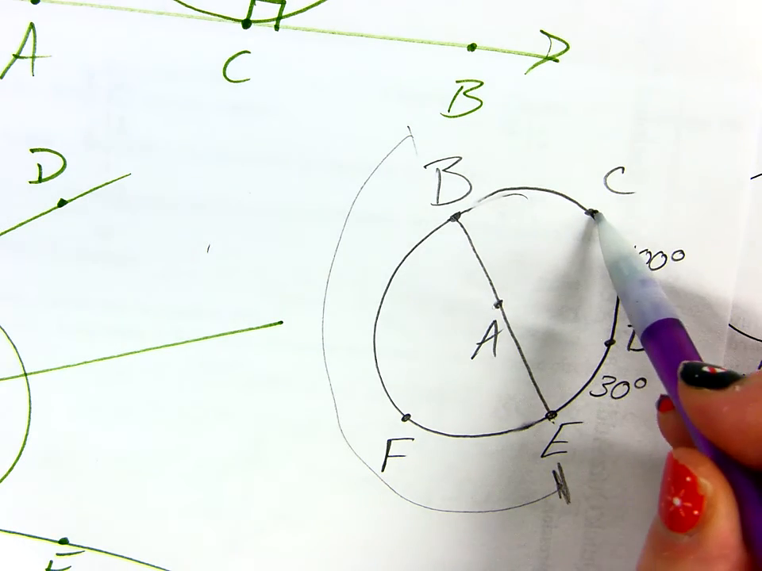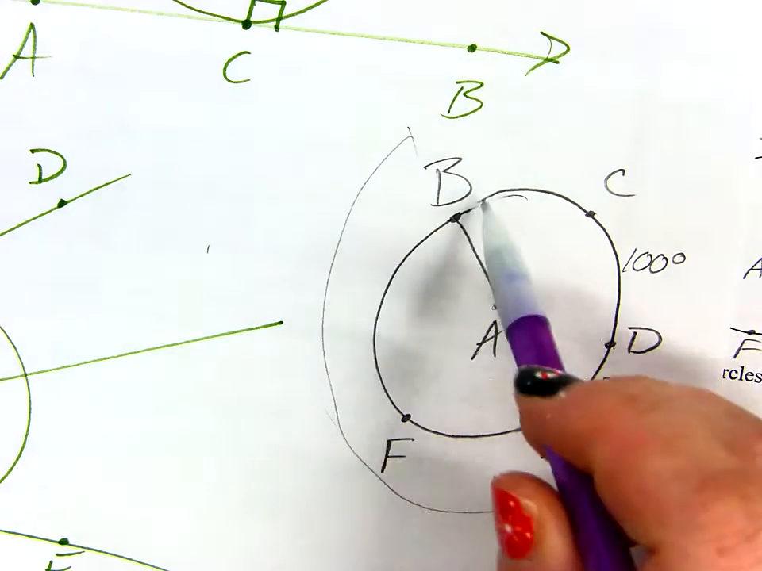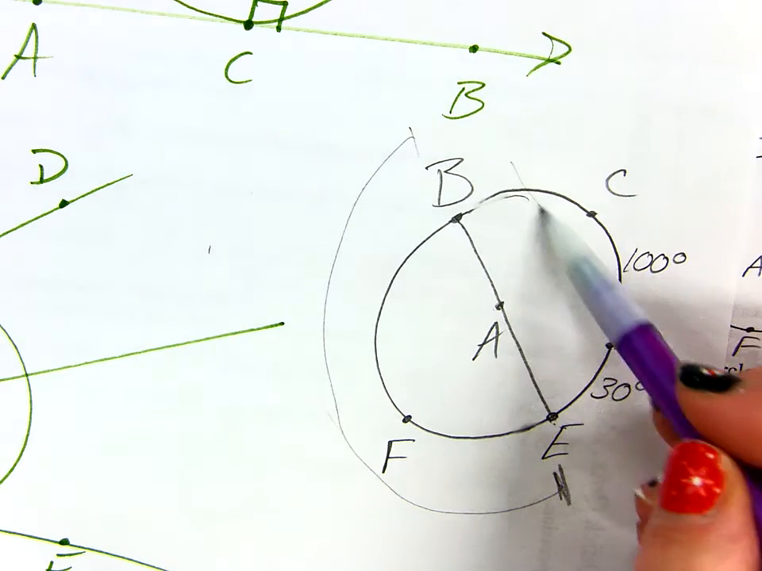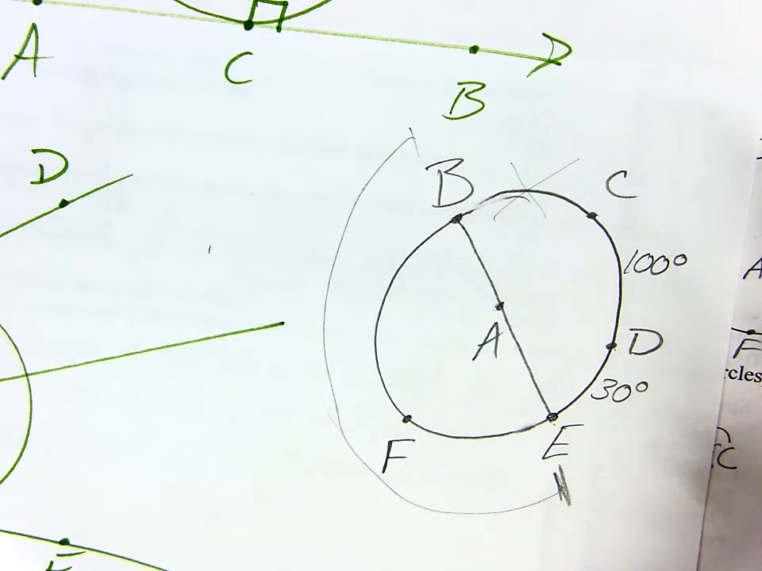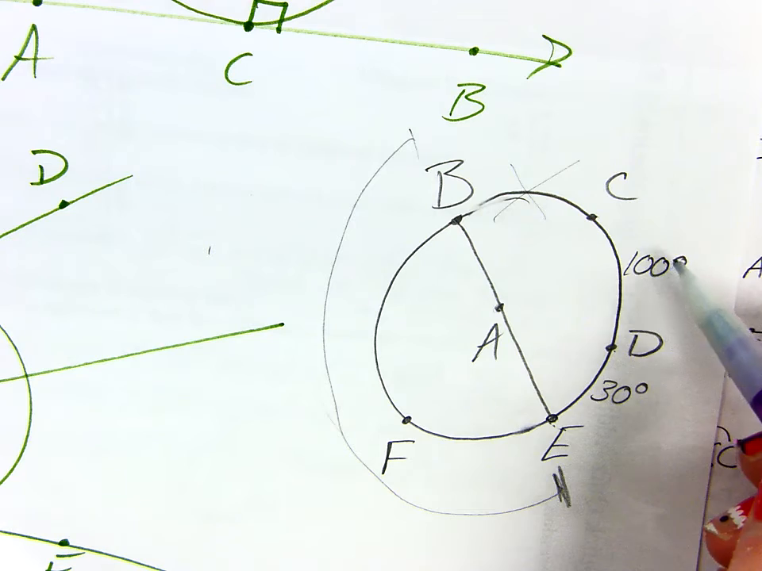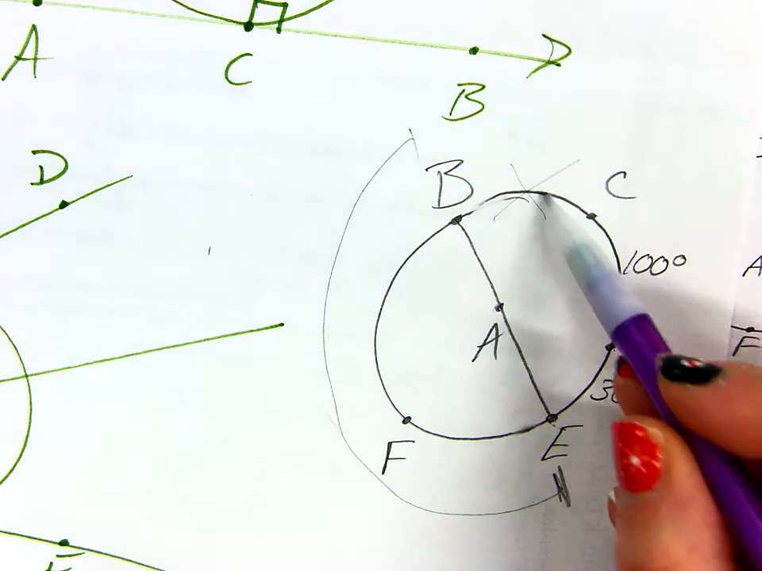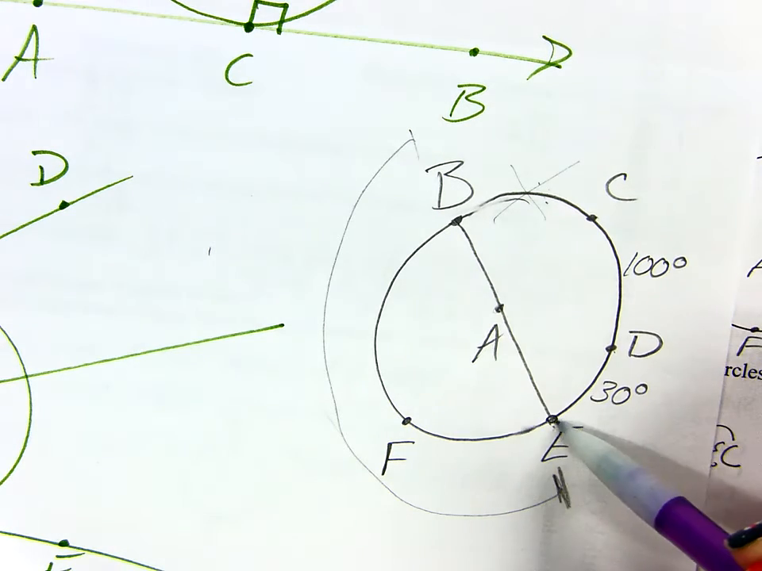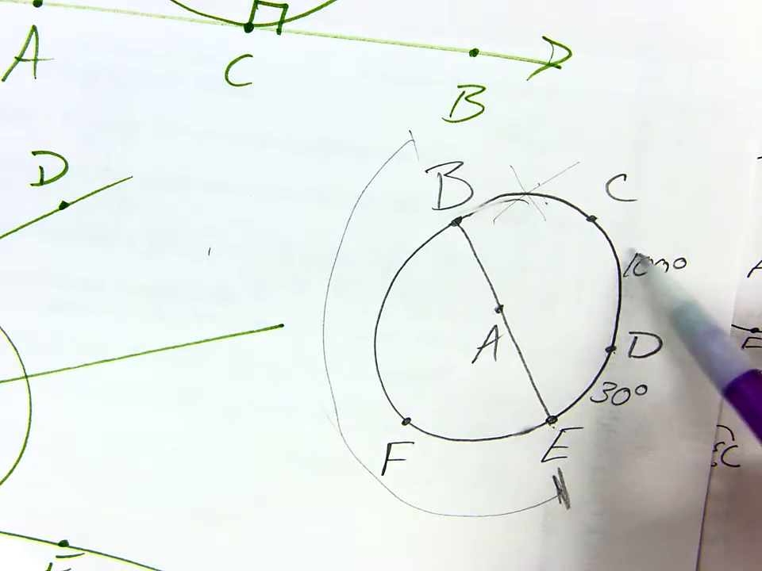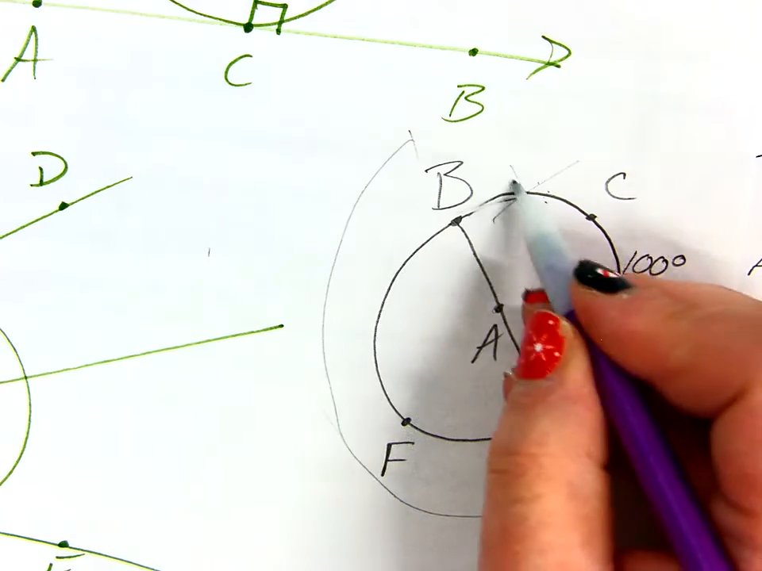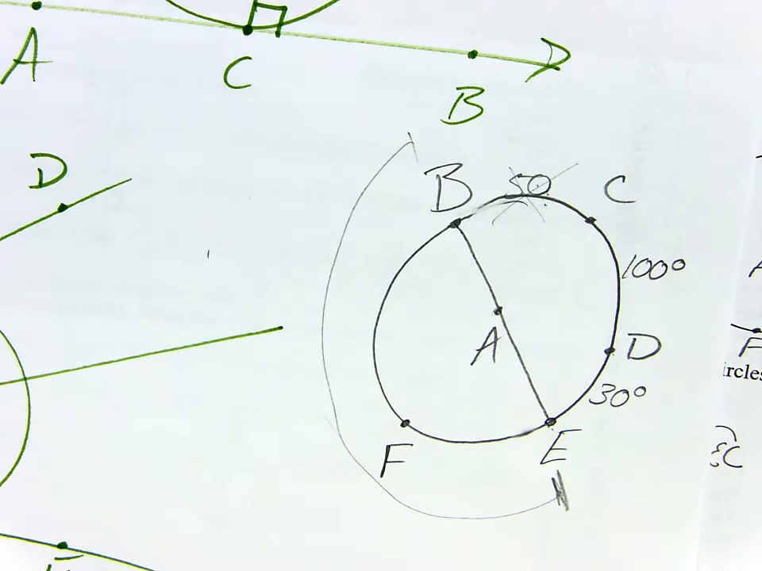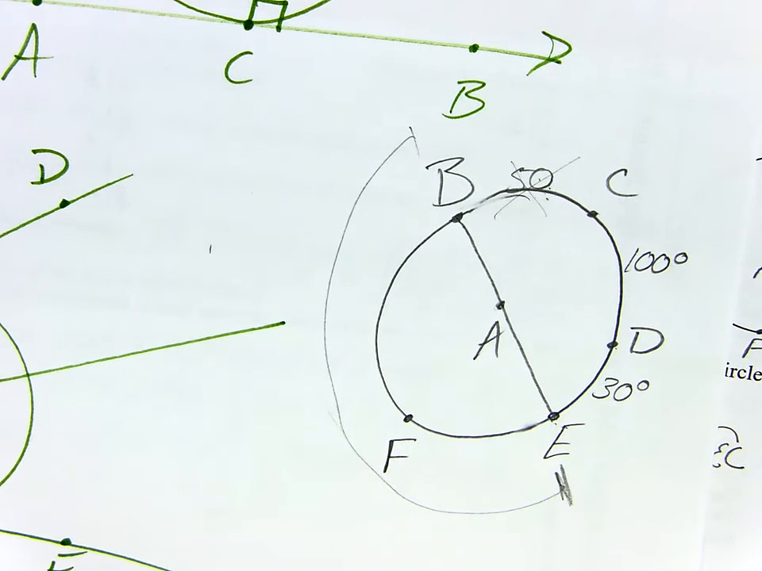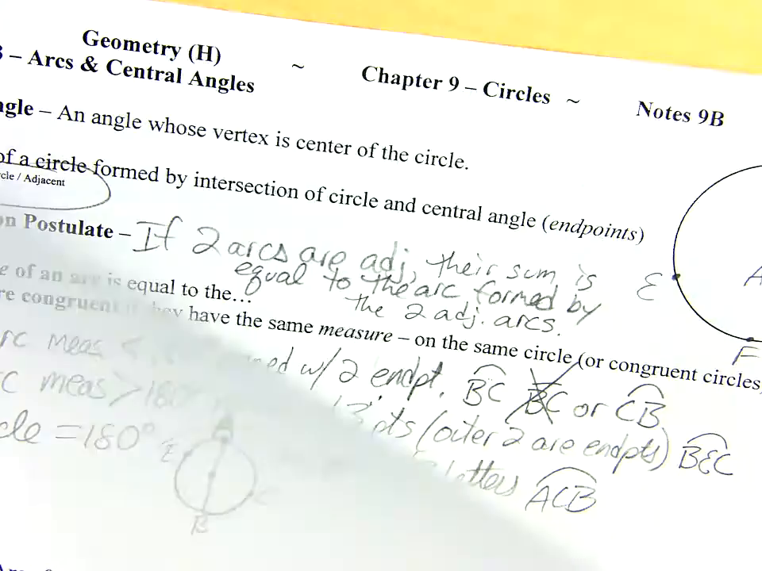So you could either go 100 plus 30 plus 180, or if the only thing that's not included is BC, I could just do 360 minus whatever that's got to be. How do I know what that is? Well, if this is 180, isn't this also 180? So that's got to be 50, right? So I could just do 360 minus 50, whatever floats your boat. Okay, so that's that.